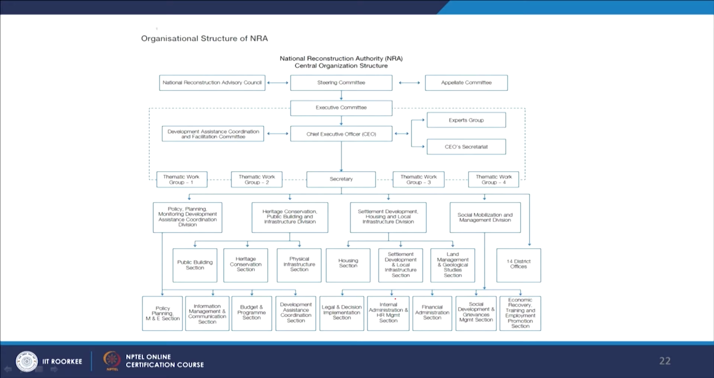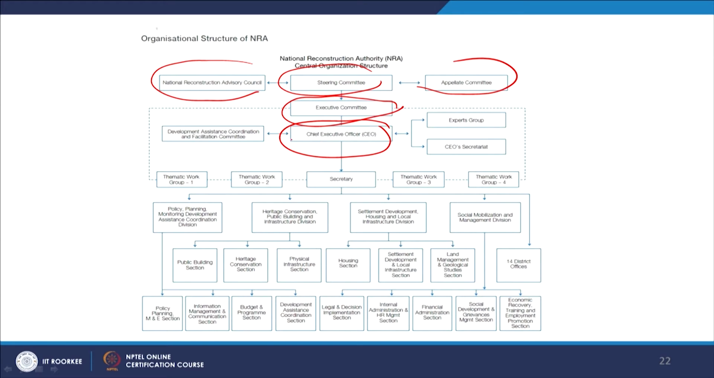And similarly, with the National Reconstruction Authority, how a central organization, you have the steering committee, the advisory council, and the appeal committee. That formulates with the executive committee, and this is how you have the chief executive officer, and the facilitation committee with interaction with the CEO secretariat and the experts group. And you have different thematic groups, and the secretary is the coordinating aspect. In that, they have different programs.